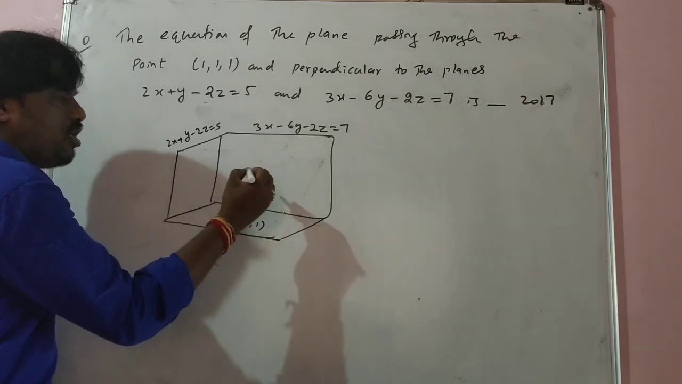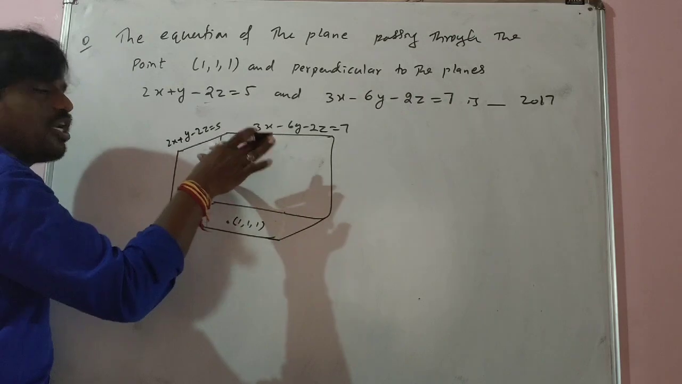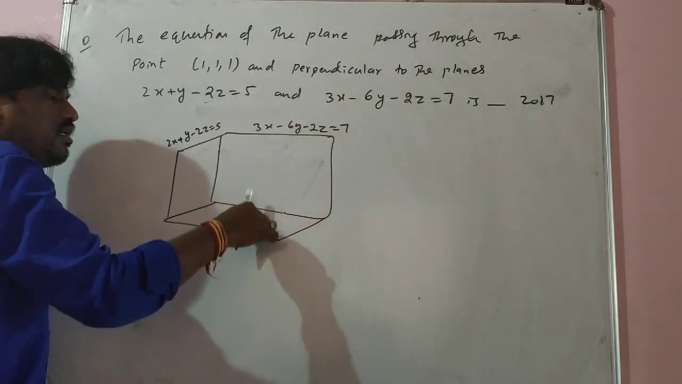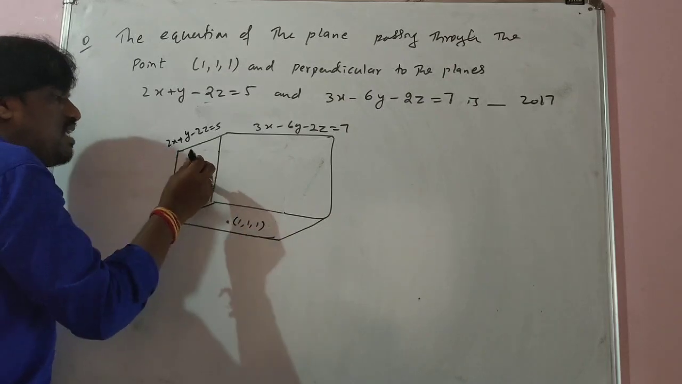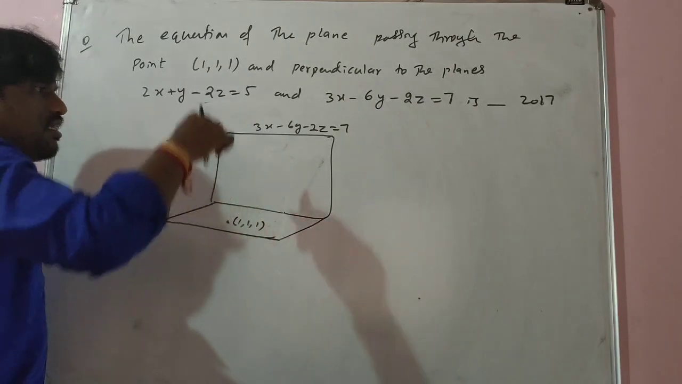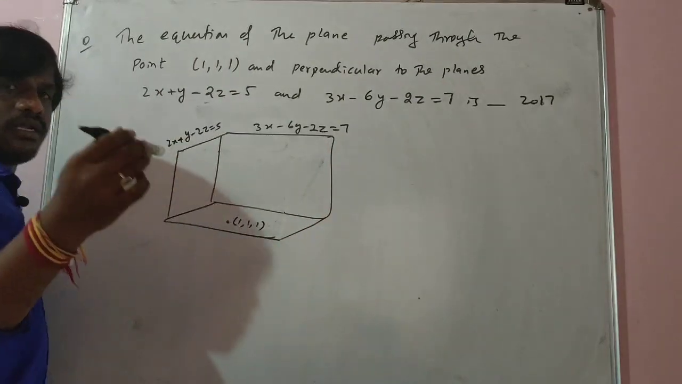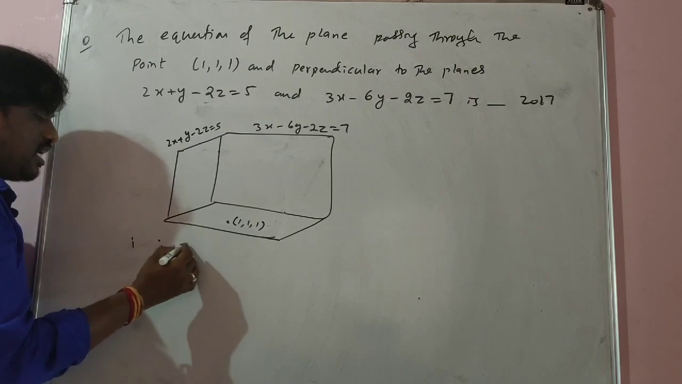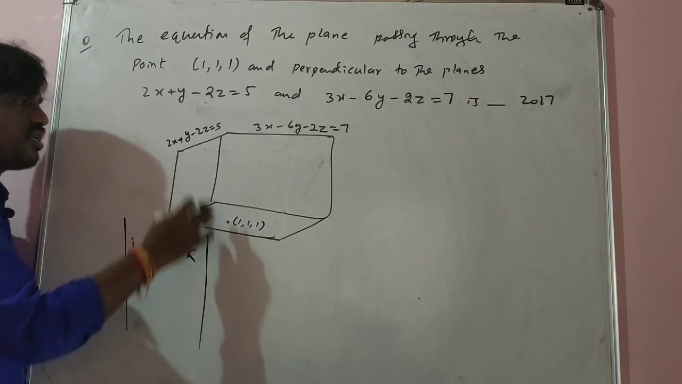How to find the equation of this down plane? Simple, you just take the normal of this and the normal of this, and do the cross multiplication of these two normals. That will be perpendicular to the given planes. You can see this is one normal and this is one normal, and the cross product will be perpendicular to it. That's it. So what I do here, I take i, j, k and find the cross product.